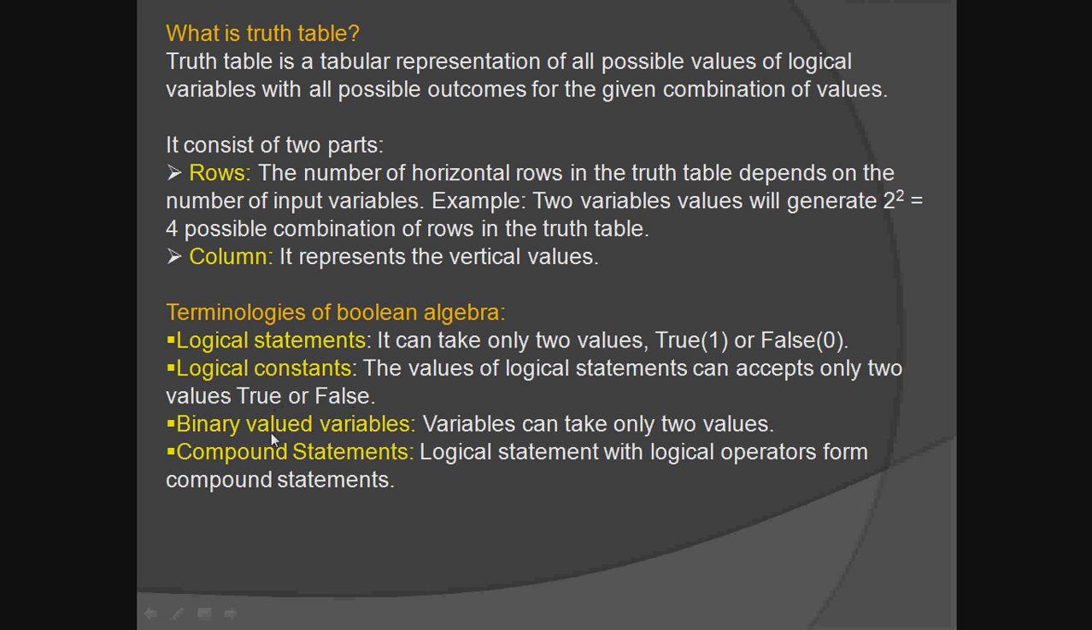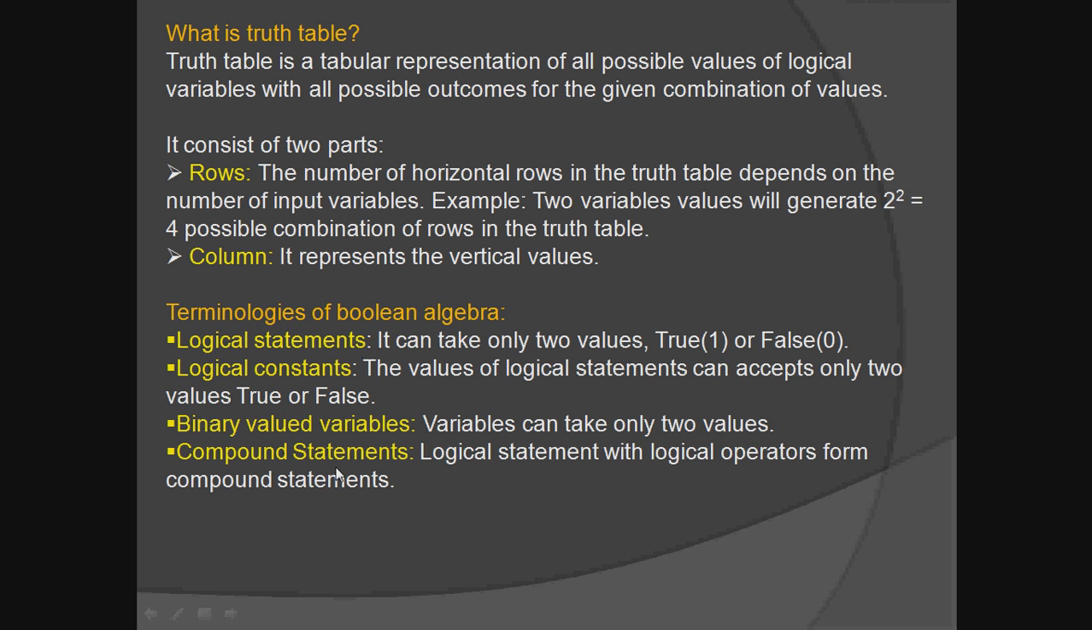Now, binary valued variables are variables used to store two values, that is, either true or false. Compound statements: logical statements with logical operators form compound statements. So here we have two variables, a single statement, and based on that it can take two values and the outcome will be true or false.